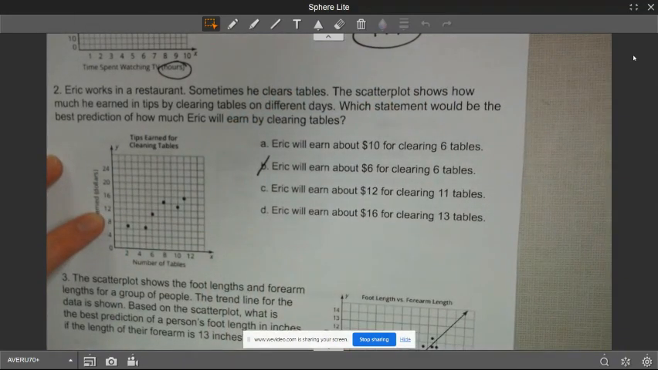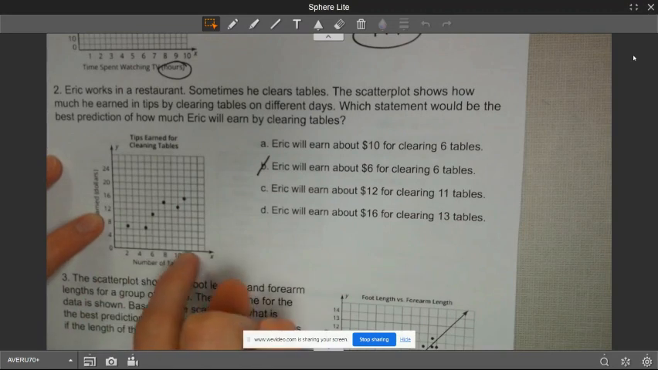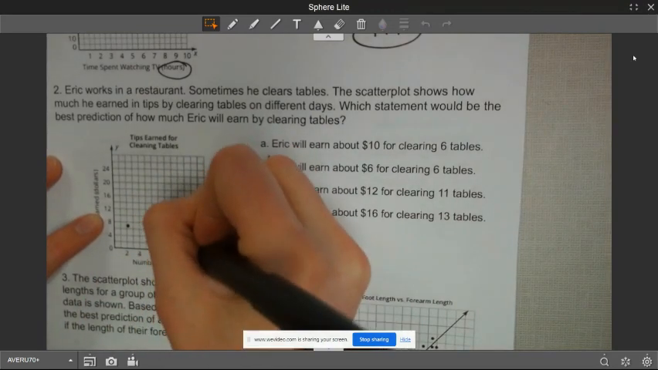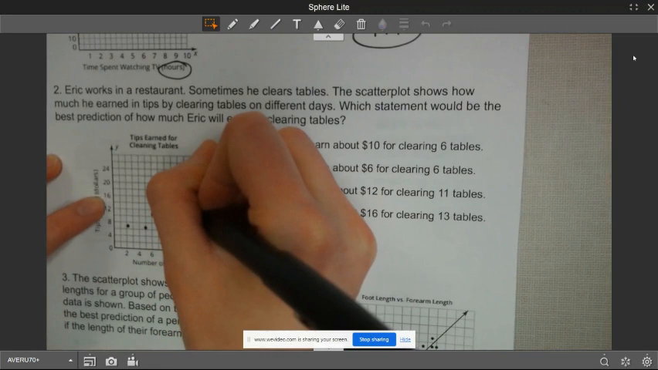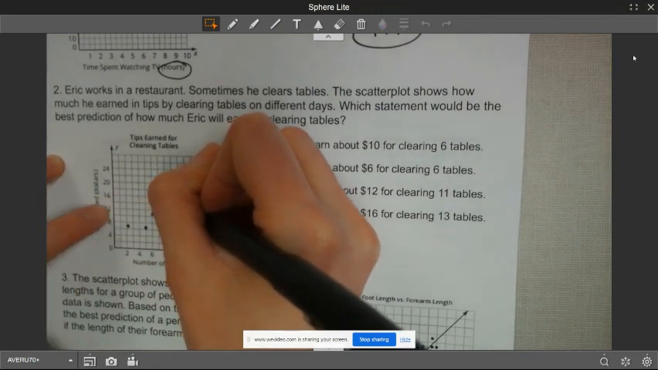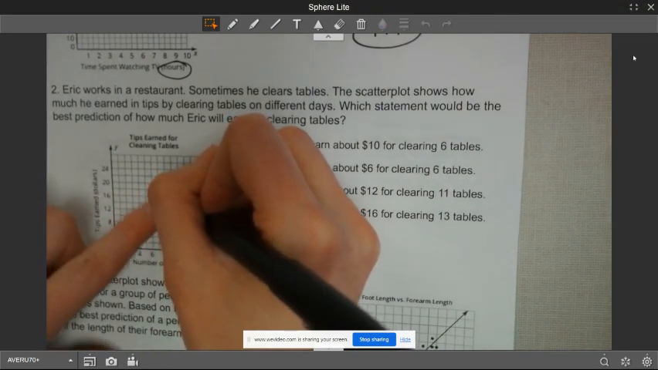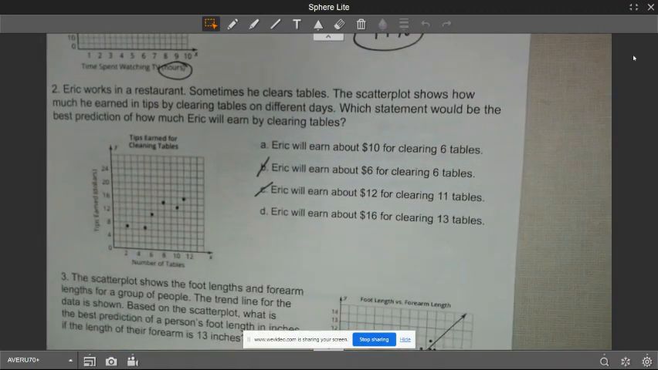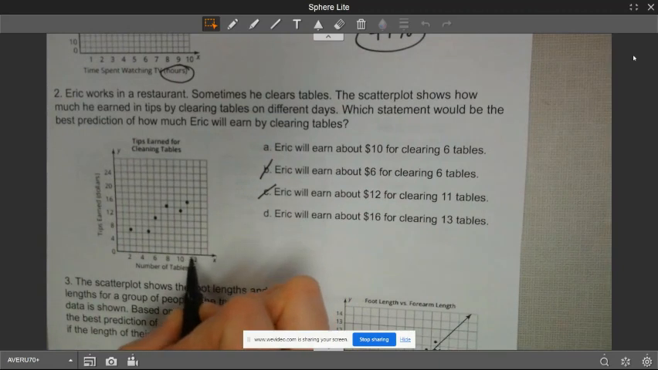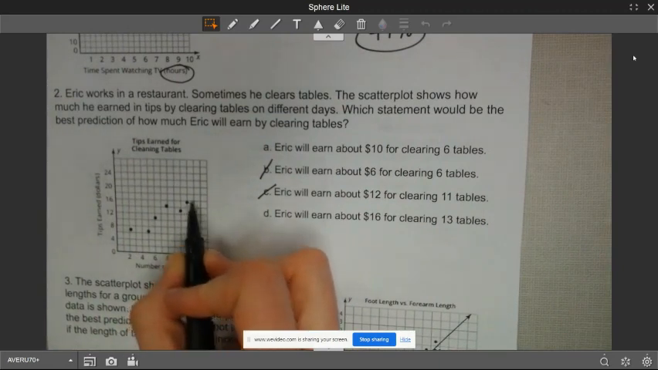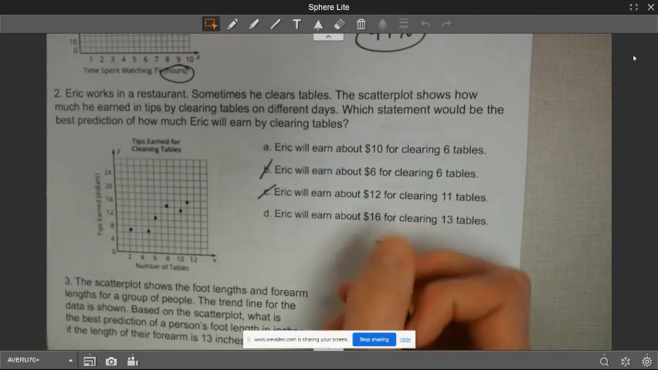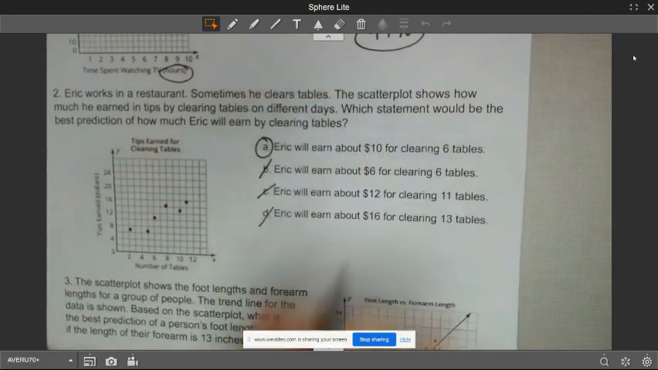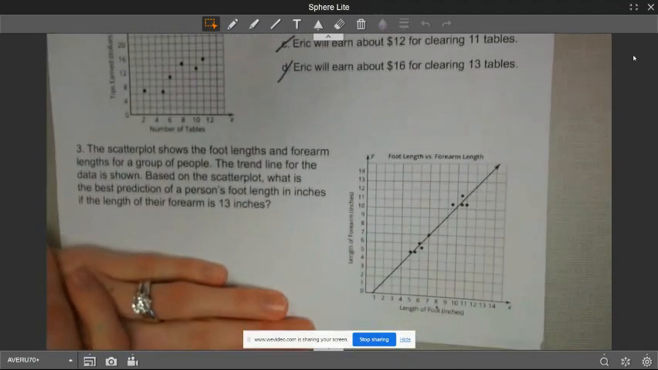Eric will earn about $12 for clearing 11 tables. So 11 tables is between 10 and 12. And it looks like I'm just shy here of $16. So I think $12 is a little low. Eric will earn $16 for clearing 13 tables. Well, if I'm almost at 16 for 11, you'd think you'd be earning more for 13 tables. So I would say A is the best choice.